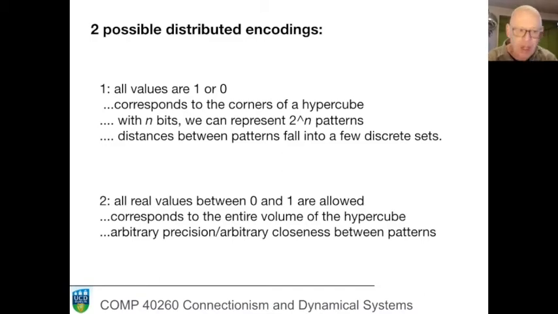The far more general case will allow all real values between 0 and 1 if we're restricting our inputs in that way. And that corresponds, each data point then corresponds to an arbitrary point within a volume. And two given patterns in our data set may be arbitrarily similar to each other. We don't only have a few limited pairwise distances, we have very many.